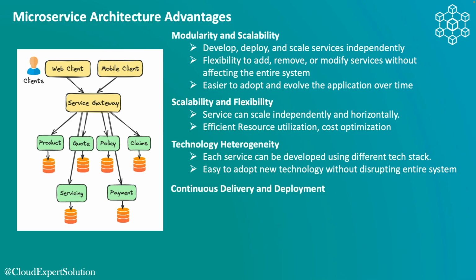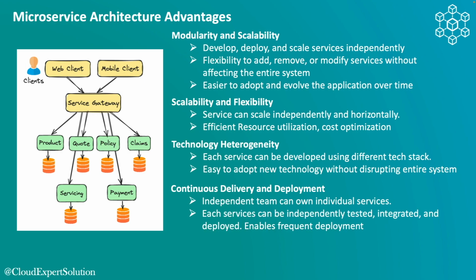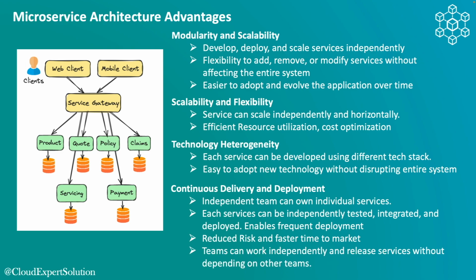Then continuous delivery and deployment. Independent teams can own individual services as there is no dependency. Each service can be independently tested, integrated, and deployed, and that will enable frequent deployment. And one thing we have to remember, we are eliminating the regression of the entire application if we want to change one code or one small functionality in one particular module. This leads to reduced risk of introducing new defects and it will be faster time to market. Now teams can work independently and release the services without depending on other teams.